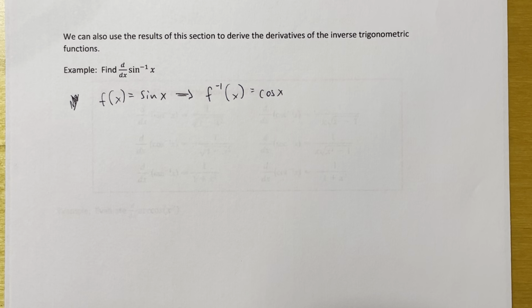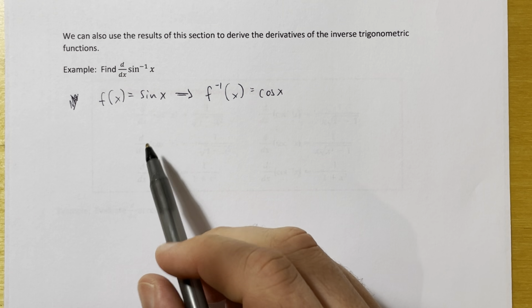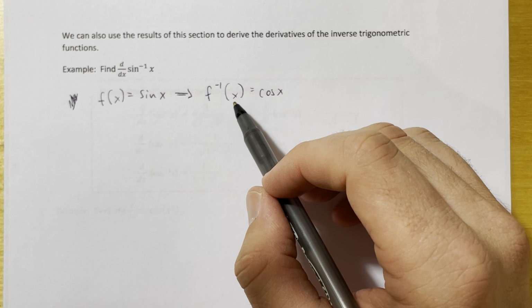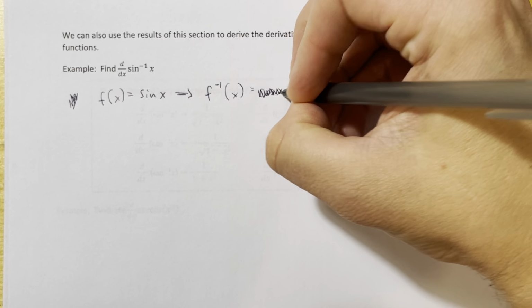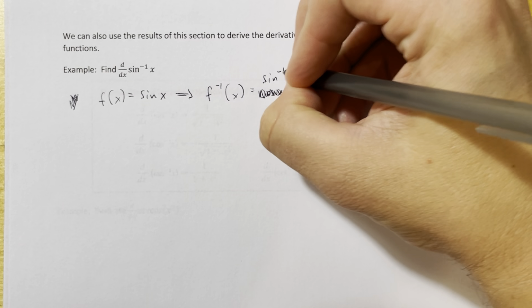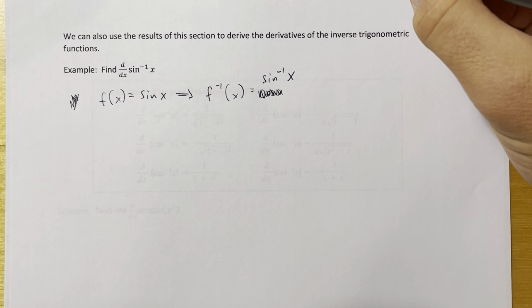Now your book doesn't use this formula, like I said. They're going to use implicit differentiation, and that's a totally valid way to do this. I just want to provide a different way of looking at it so you have a couple of ways of thinking about it.